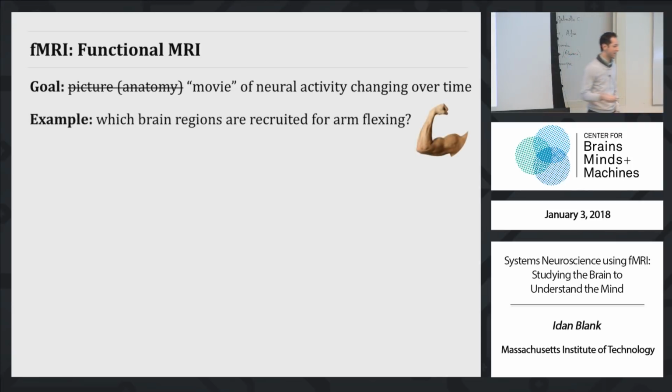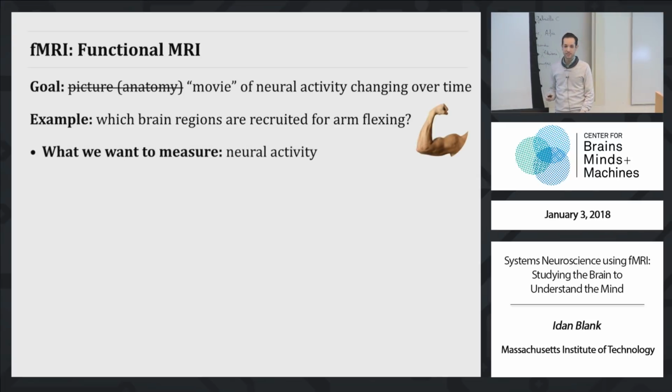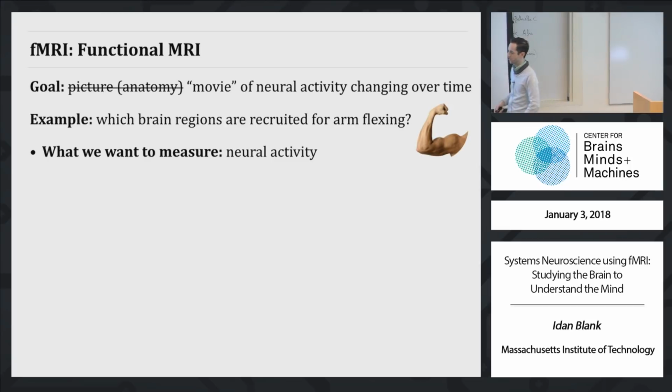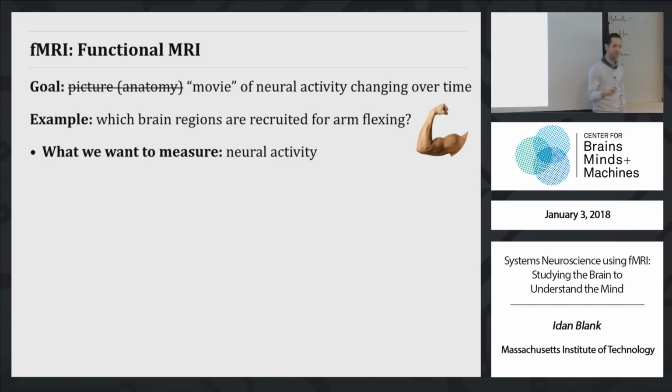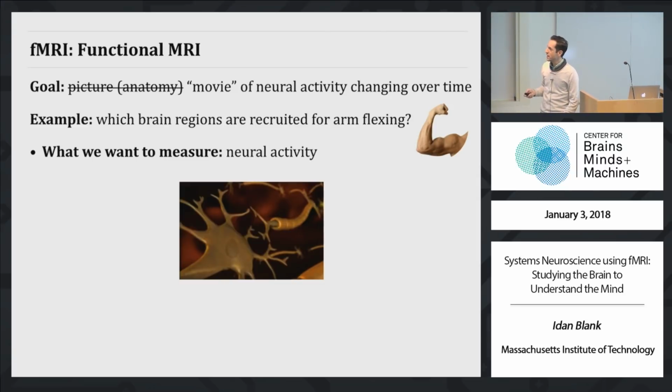So example, let's say, just for fun, we want to know which brain regions are recruited when you're flexing your arm. So what we want to know here, or what we want to measure, is neural activity. Right? We want to look at the entire brain, get the neural activity from different parts of the brain, and figure out which regions of the brain are the most active when you're flexing. But fMRI can't do that.